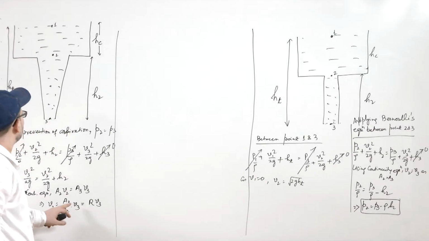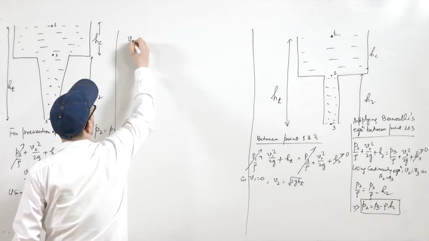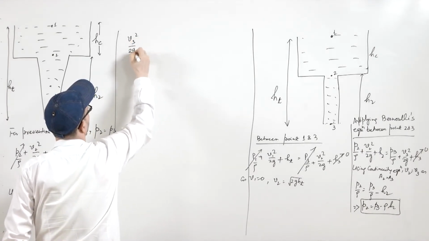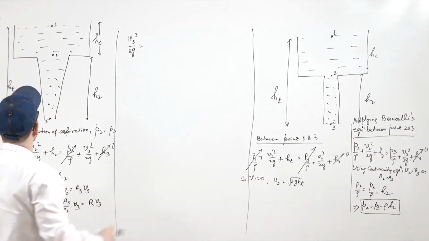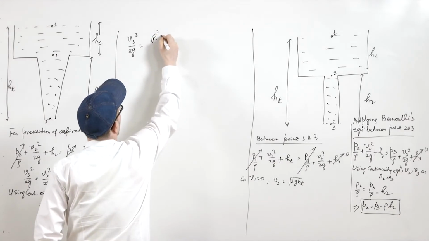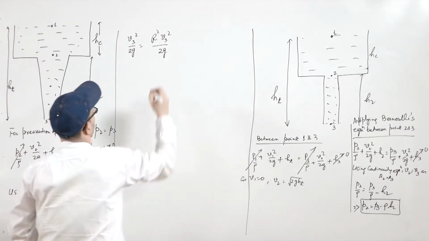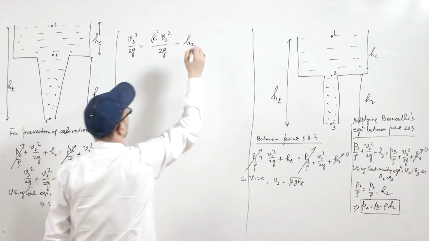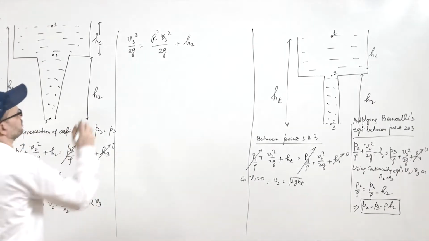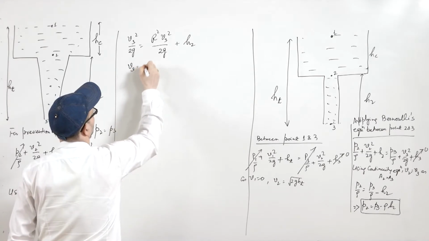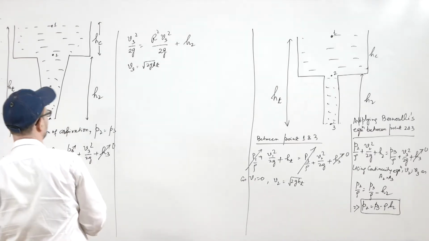substituting this value of V2 into this equation, what we get is V3 square by 2g will be V2 square by 2g, meaning R into V3, so this is R square V3 square by 2g plus H2. Now, we know that V3 is root 2g Ht. This is H subscript T.